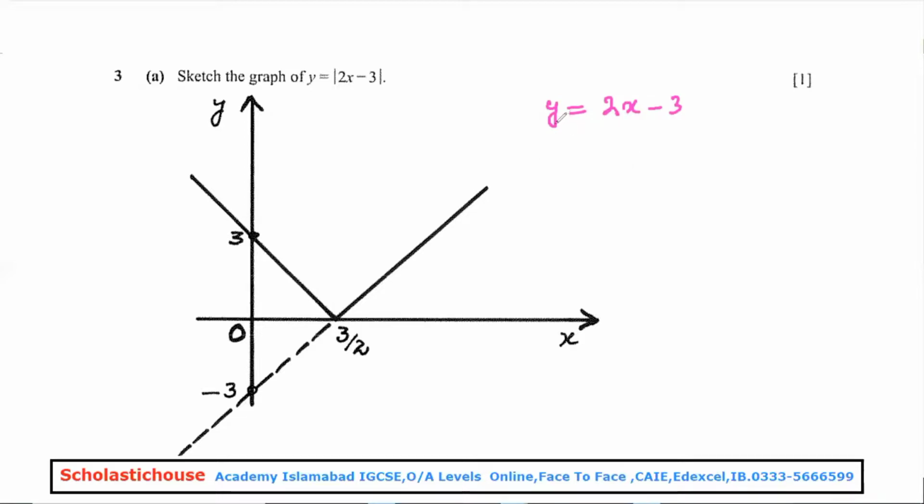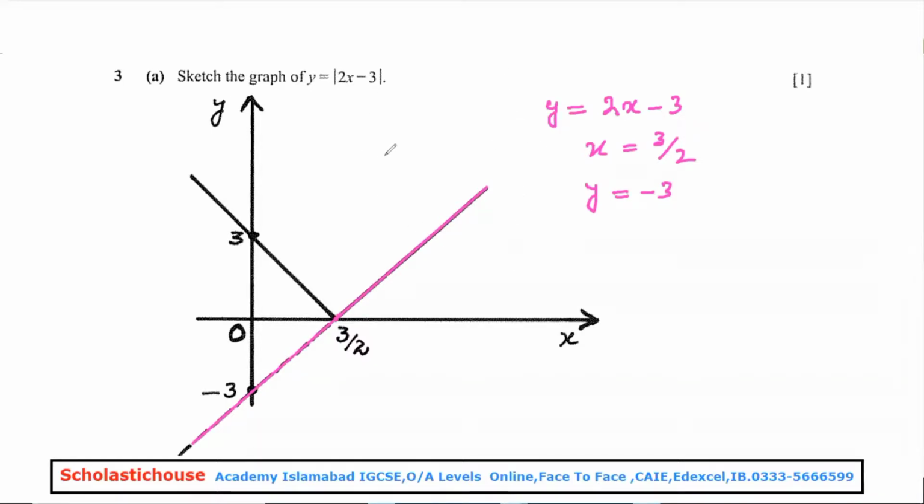Now, by putting y is equal to 0, you can get x is equal to 3 over 2. Now, put x is equal to 0 and get y is equal to minus 3. In this way, x is equal to 3 over 2 is the x-intercept and y is equal to minus 3 is the y-intercept. So in this way, we have a straight line. Draw the straight line like this.